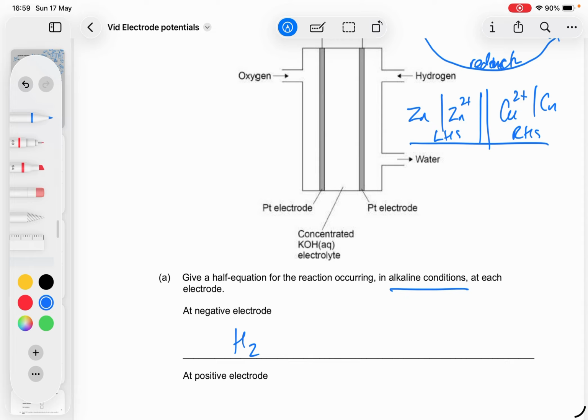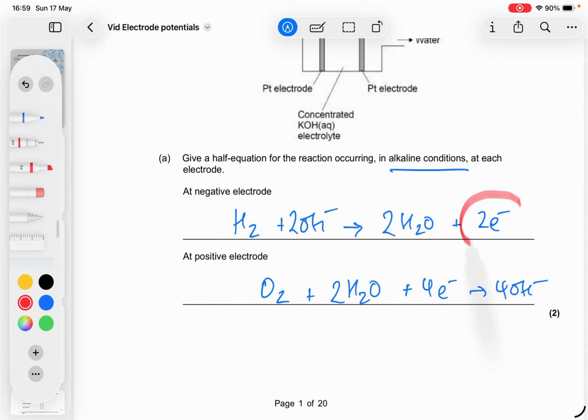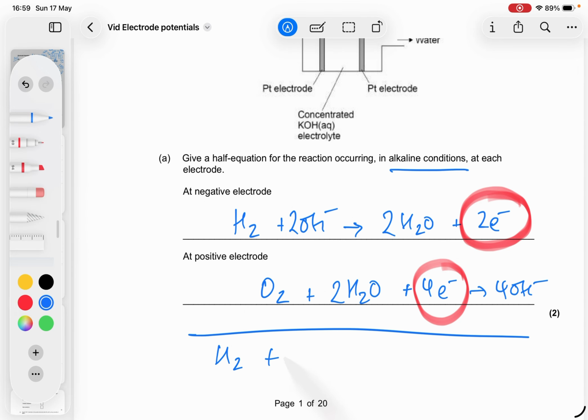Hydrogen is a positive ion, so it goes to the negative. Reacts with hydroxide, produces water and electrons. And then at the positive, oxygen is a negative ion, so goes to the positive, reacts with water and 4 electrons and produces 4 hydroxide. Note something important. One half cell will have electrons on the right, the other half cell will have electrons on the left. When you add the two half cells together, you get an overall equation where water is produced.